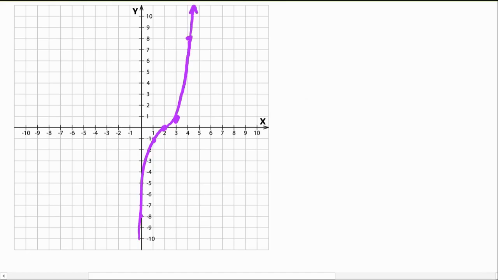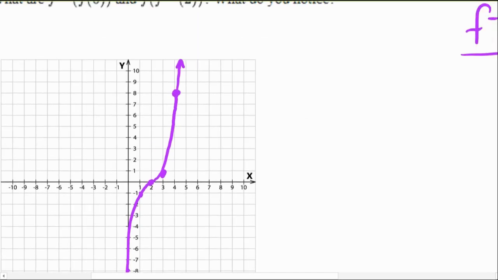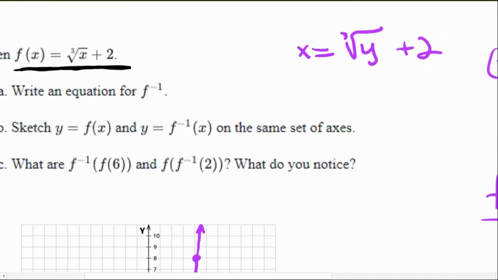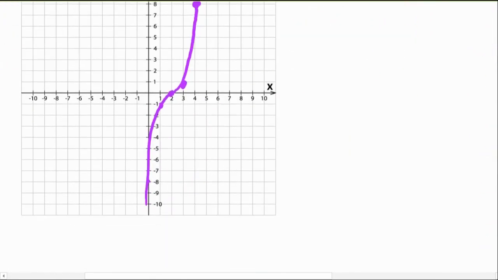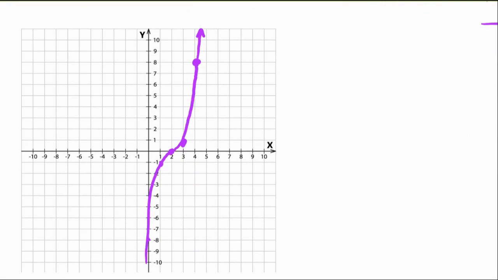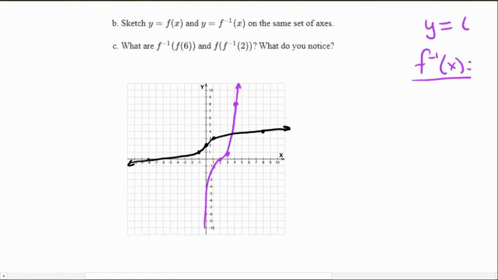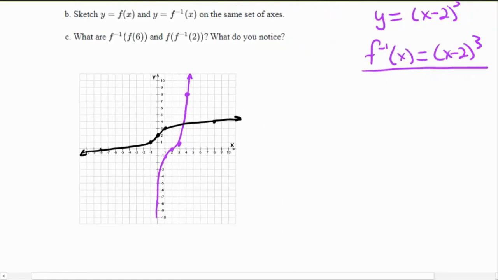Not too bad. And now for the other one, it was the cube root of x plus 2. So that's going to go up to 1, 2. Cube root. If you need to, you can plug in values here. And there we go. So now I have my 2 sketches here for B.